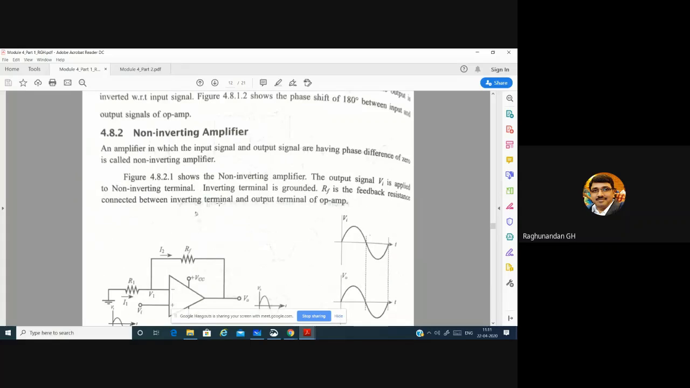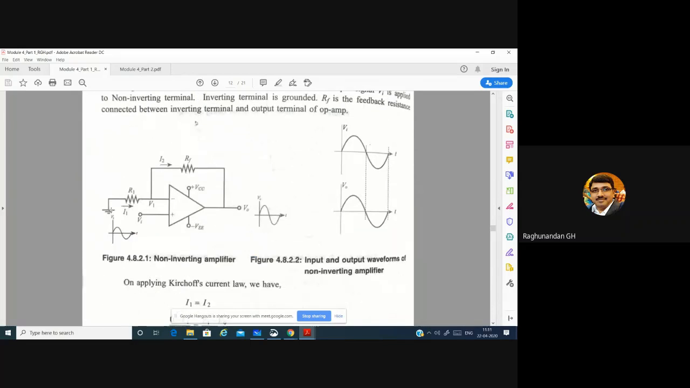Okay, after this, we are having the non-inverting amplifier. Here in the non-inverting amplifier, the voltage is given to the non-inverting terminal and the inverting terminal is grounded. So here we have a feedback resistance, and the input and output resistance. Input and output voltages, you can see, are in phase. They don't have any phase difference because the input is given to the non-inverting terminal. So whenever input is given to the non-inverting terminal, the output and input will be in phase, so there will not be any difference.